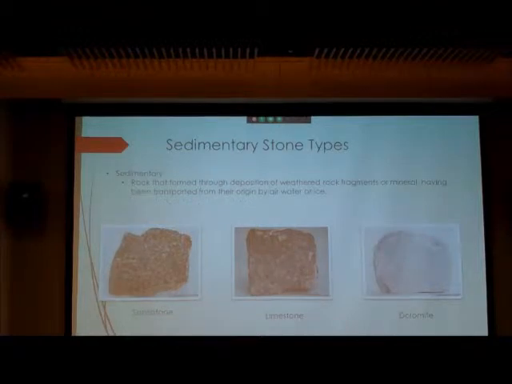These are rocks that are formed through the deposition of weathered rock fragments or minerals having been transported from their origin by air or water. Usually it's like rivers depositing sediments. And with this we have sandstone, limestone, and dolomite.